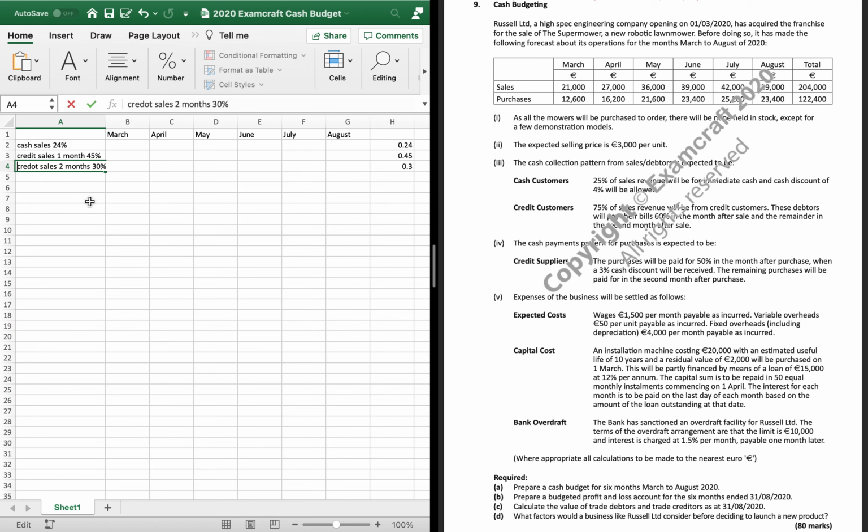All right, so we've got our cash collection pattern. What we do is we start with the 21,000. 24% of the sales, 21,000, will be collected immediately. You could go down to the next month and say 45% will be collected 1 month after, and then 30% of the 21,000 will be collected 2 months after. Okay, you can look at April. 24% of the 27,000 is collected in April, 45% of the 27,000 is collected in May, and then 30% of the 27,000 is collected in June.